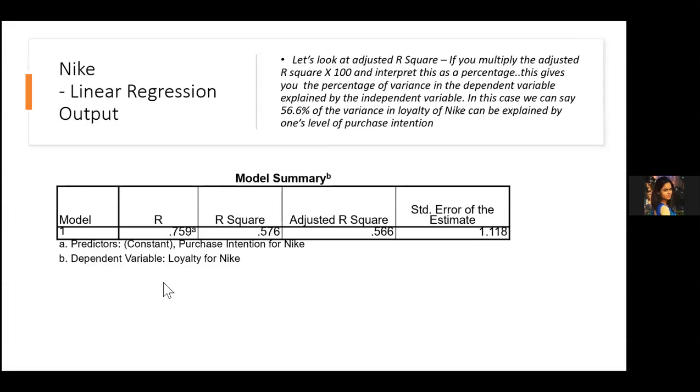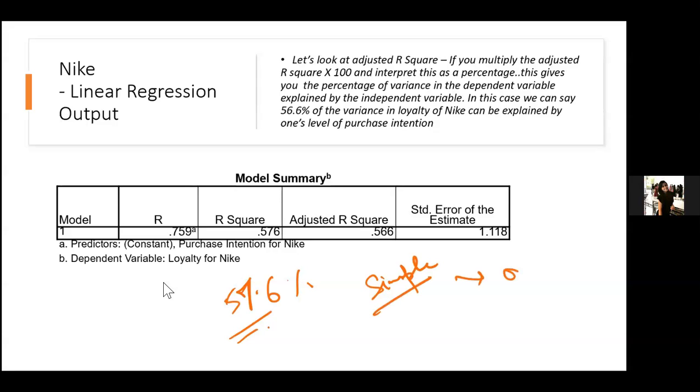Okay, and how good is this model? What is the value that I am getting here? 57.6%. Right? And is this simple regression or multiple regression? Simple. Yes, this is simple regression because I have only one independent variable. The dependent variable will always be one. Remember this. Okay? Only one independent variable. So that's why this is simple regression.